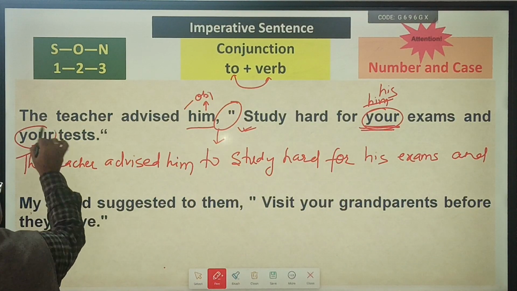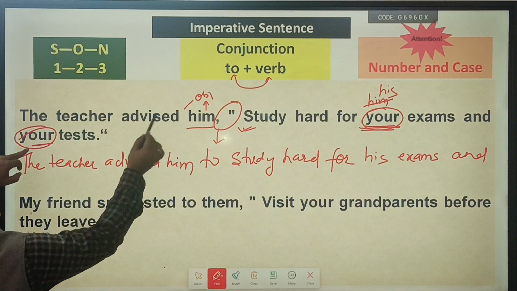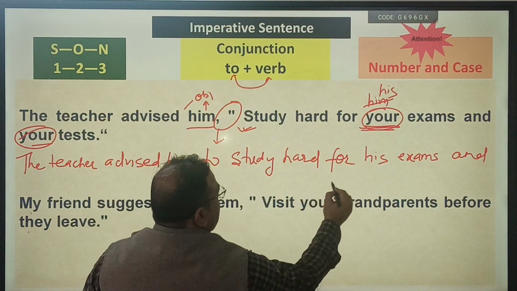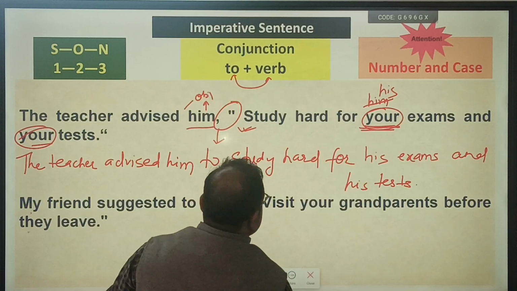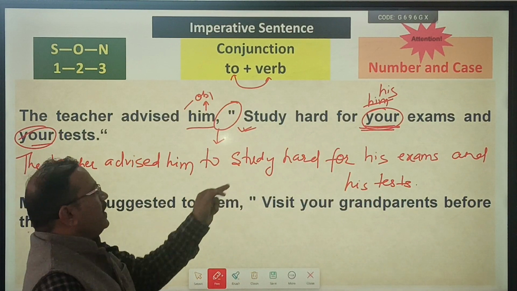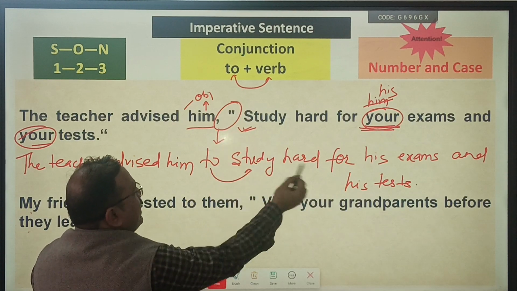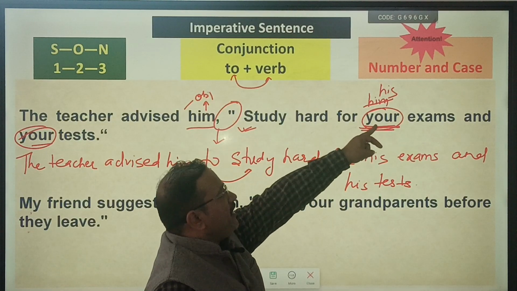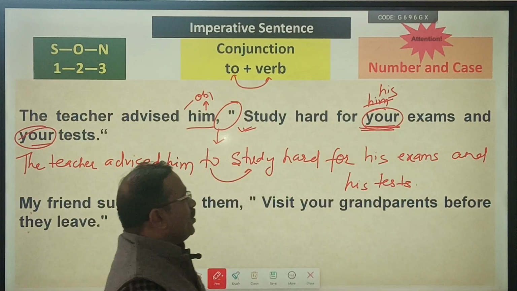your again what? Second person will be changed by object. Object is him. This is possessive. So possessive of him is what? His. And his tests. The teacher advised him to, why to? Imperative sentence, to plus verb, to study hard for his. Why his? Because second person changed by what? Object and possessive. His exams and his tests.